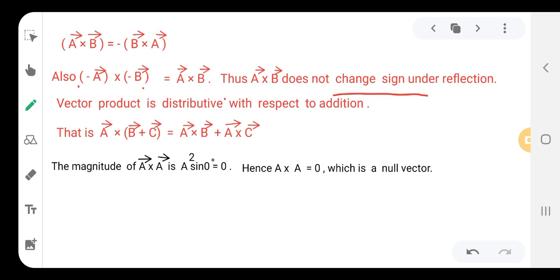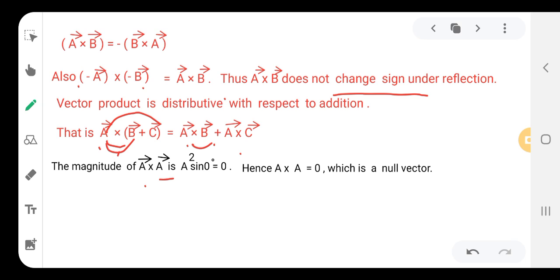Vector product is distributive with respect to addition. So if we add, that is A cross into B plus C, it will be multiplied individually for the vectors, so A cross B plus A cross C, and the magnitude of vector A cross vector A.